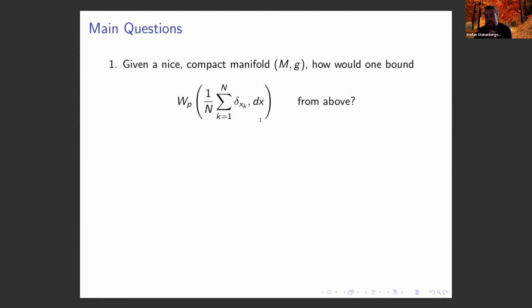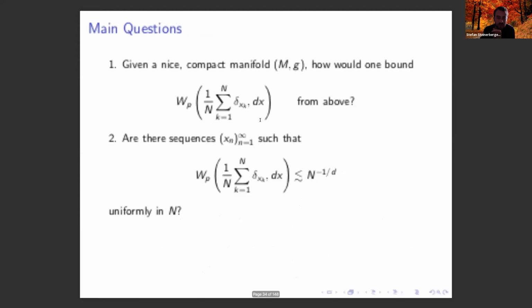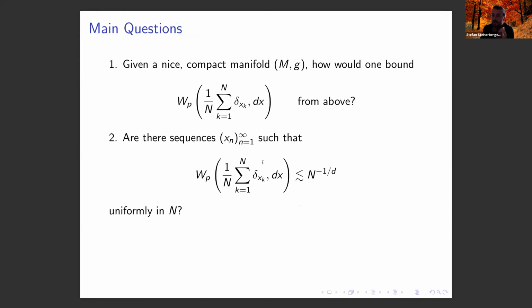Okay, so the main questions I have is, if you have a nice compact manifold, and why not the sphere, right? The sphere is nice. How would you actually bound a given set from above in a way that's doable, right? I mean, there's a lot of theoretical bounds you can write down, but which ones can you actually compute, sort of, right? How would you do this? Then maybe the question sort of dearest to my heart is, on this manifold, is it possible for you to construct sequences of points that are uniformly optimal? And optimal here means have the smallest possible rate.